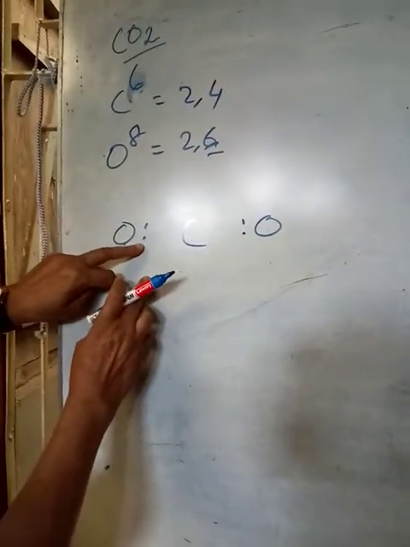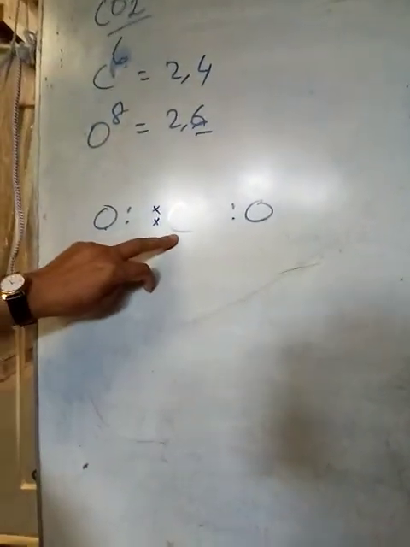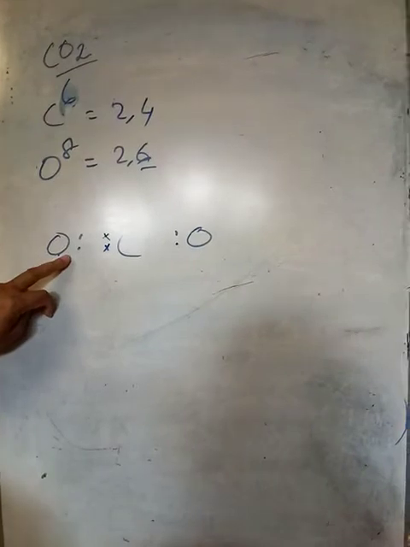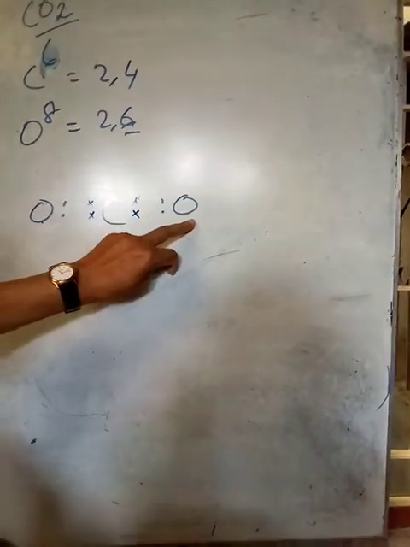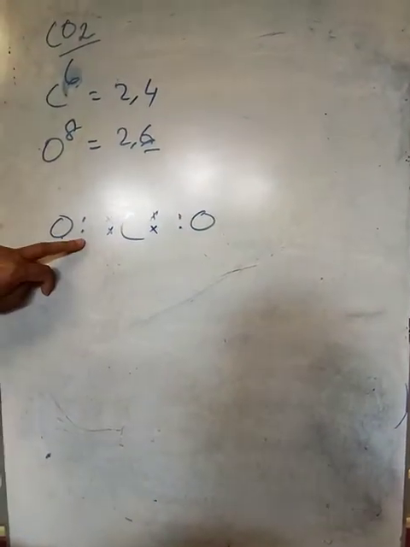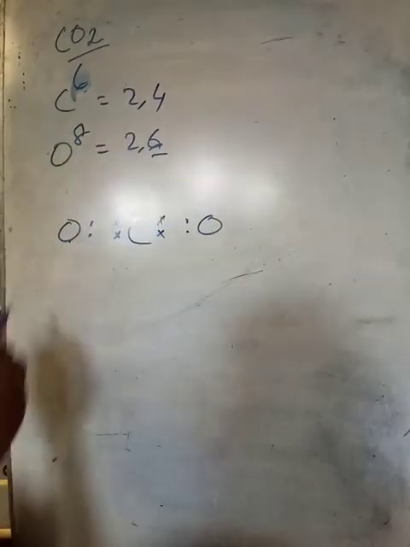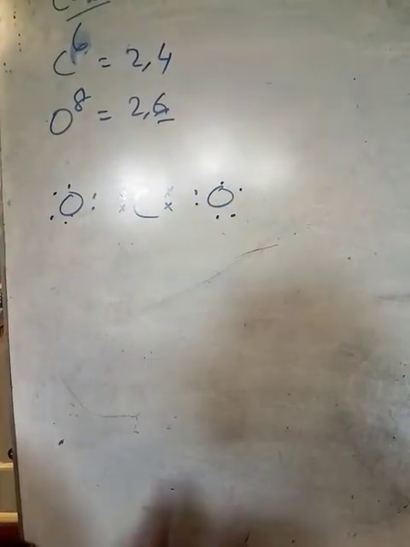Now oxygen requires 2 more electrons. So 2 electrons of carbon will be placed towards this oxygen and 2 electrons of this carbon will be placed towards this right hand side oxygen. Now you have placed only 2 electrons of 6 electrons. You have to place another 4 electrons here.